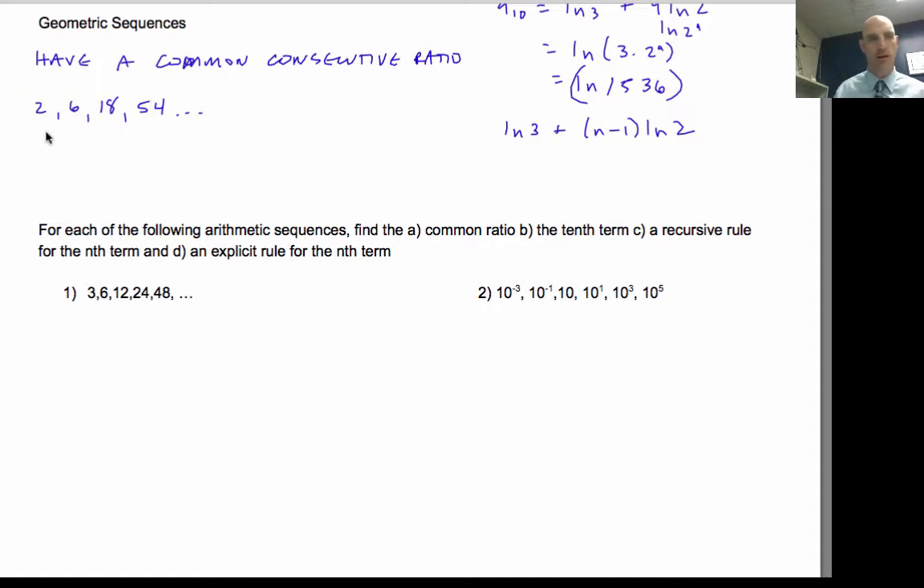What we came down to was this was really 2 times 3 to the 0, and then 2 times 3 to the first, and then 2 times 3 to the second, because I multiply by the same thing every time, which increased the power on that 3. And so this really came down to 2 times 3 to the n minus 1. Okay? And my common ratio would be 3. So r is my common ratio.